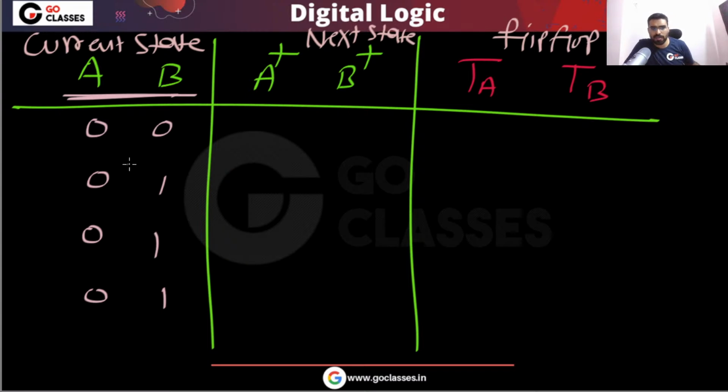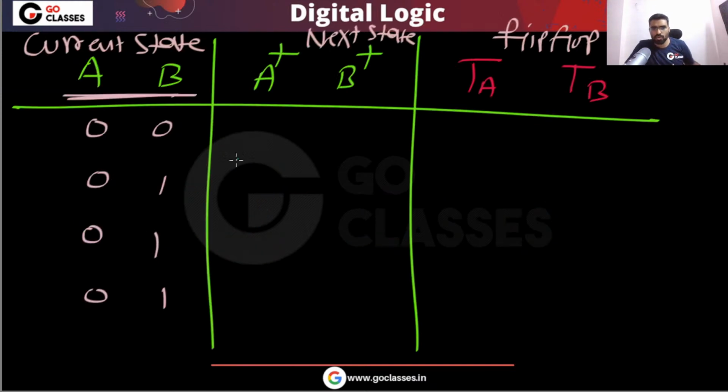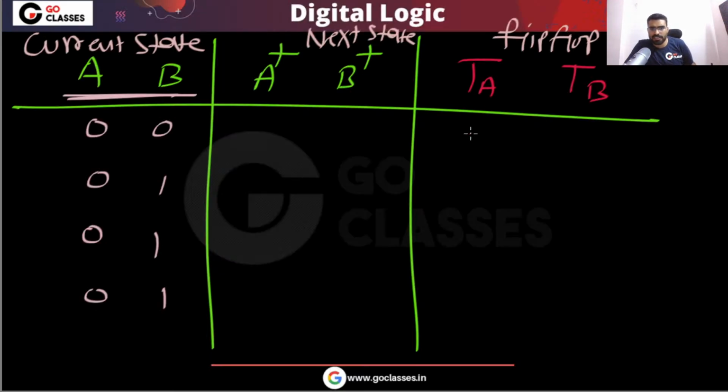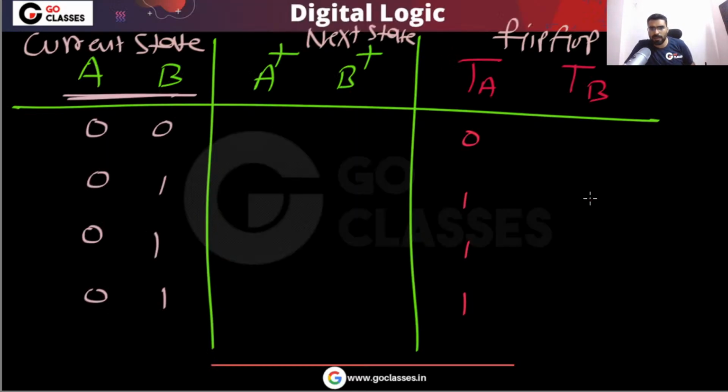So this is your current state. Now from the current state, we will find the flip-flop inputs, and then from these flip-flop inputs, we can find what will be the next state. So if your A, B is 0 0, then what is TA? TA is A or B. Remember, TA is A or B. And what is TB? TB is A bar or B.